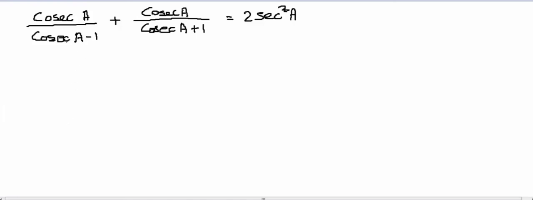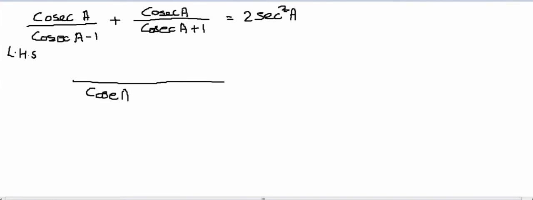Hello students, we have the question: cosec A upon cosec A minus 1 plus cosec A upon cosec A plus 1 equals 2 sec square A. We need to prove this. So I am starting with the LHS, the left hand side. Here I will take the LCM first, because we have fractions with different denominators.